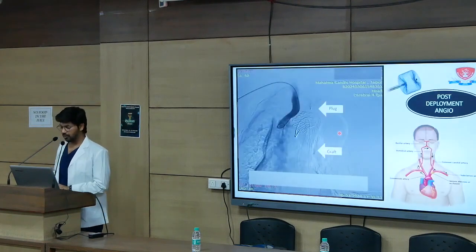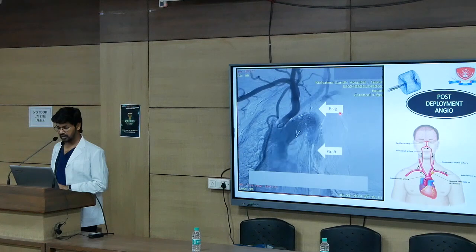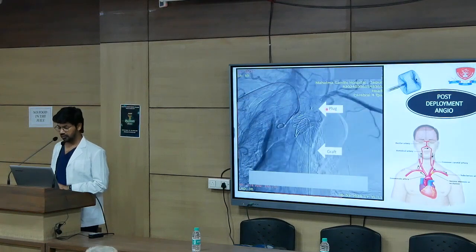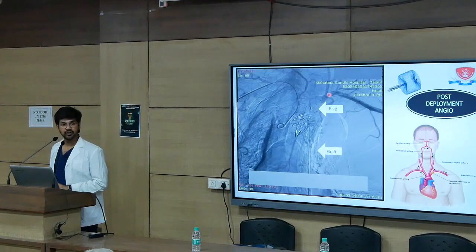At the end, when the deployment of the plug across the proximal left subclavian artery was done, the TSA revealed retrograde flow filling and reconstitution of the left subclavian artery, that is through the right vertebral artery, through the steal phenomenon, as just mentioned. And there was no endoleak seen.